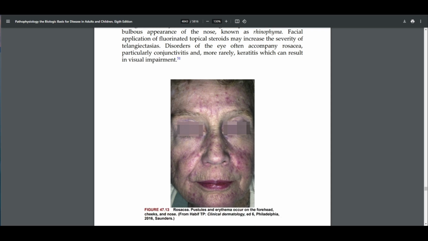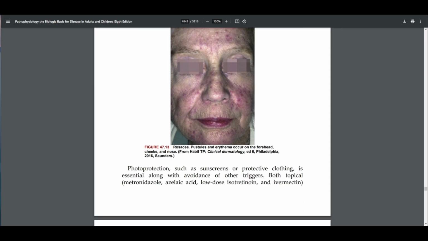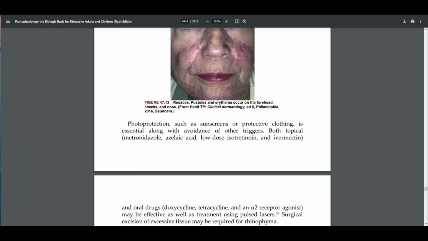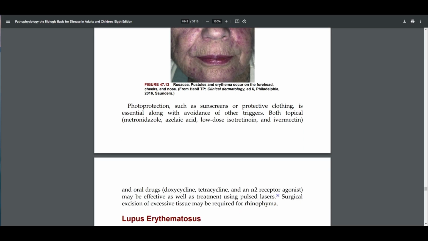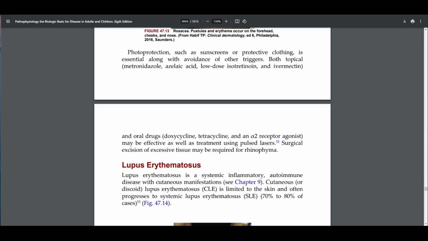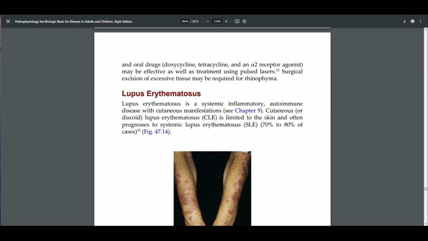Disorders of the eyes often accompany rosacea, particularly conjunctivitis, and, more rarely, keratitis, which can result in visual impairments. Photoprotection, such as sunscreens or protective clothing, is essential, along with avoidance of other triggers. Both topical and oral drugs may be effective, as well as treatment using pulsed lasers. Surgical excision of the excessive tissues may be required for rhinophyma.